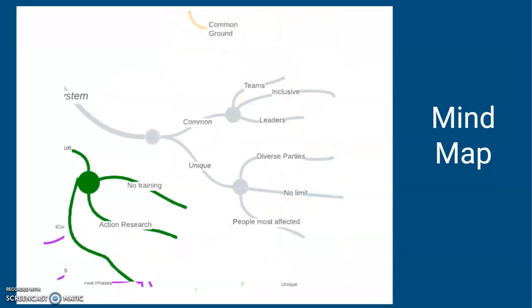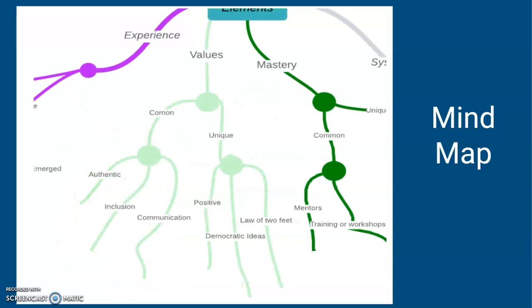Now let's take a look at system, which is who do we invite to come and think through this dilemma? A common theme was to be inclusive with unique traits such as no limits to the number of people or bring in the people most affected by the situation. Finally, I'm going to focus in on values, the core principles of the method. Those commonalities were authenticity, inclusiveness, and communication.